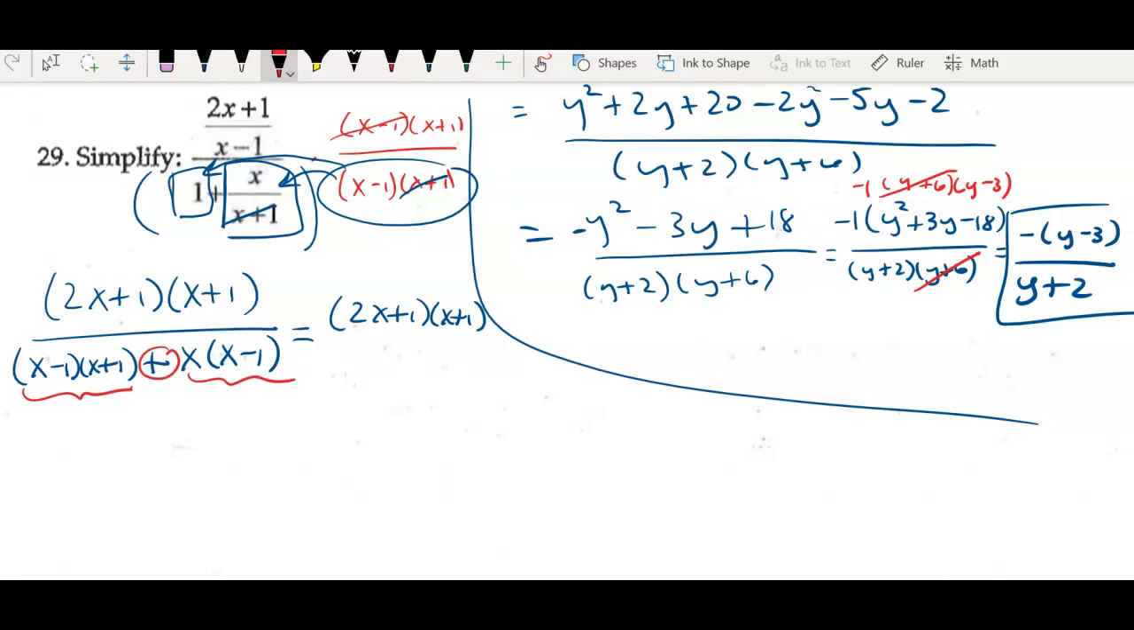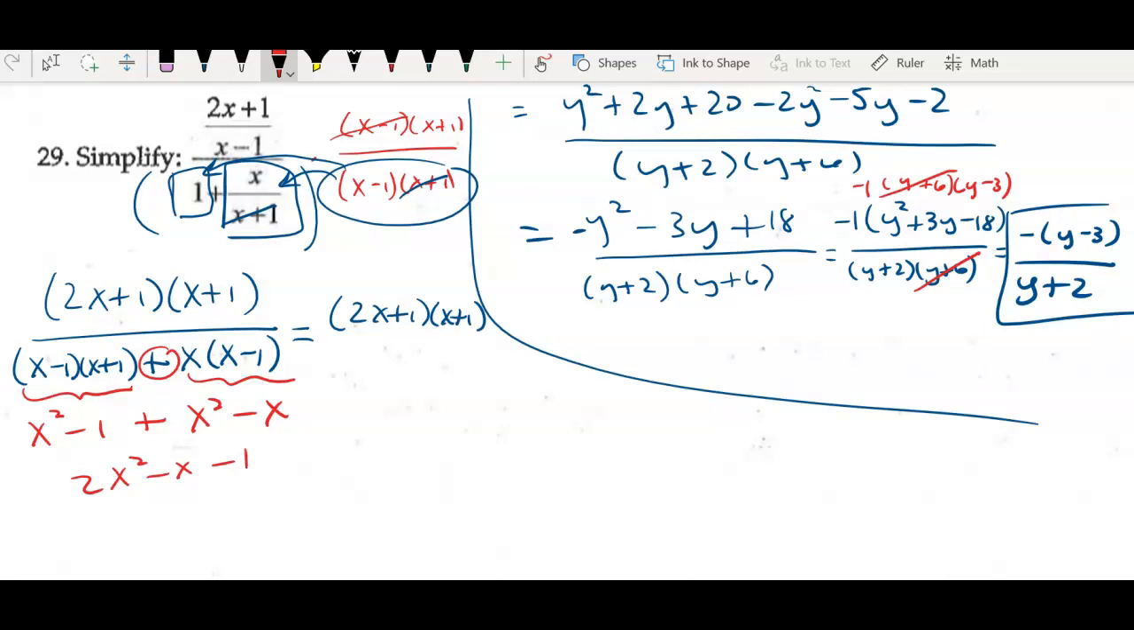What do we have? X minus 1, x plus 1. Work it out. It's going to be x squared minus 1. Middle terms are going to cancel. It's going to be x squared minus 1 plus x squared minus x. So what's that going to give me? That's going to give me 2x squared minus x minus 1.